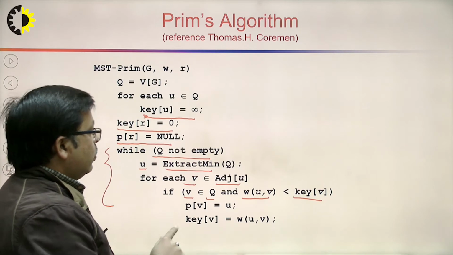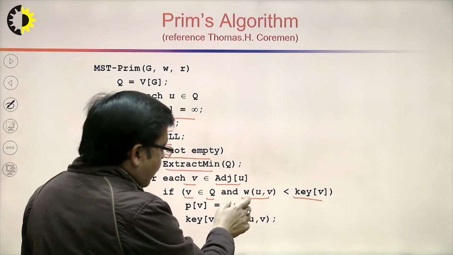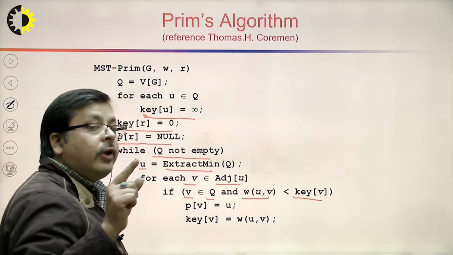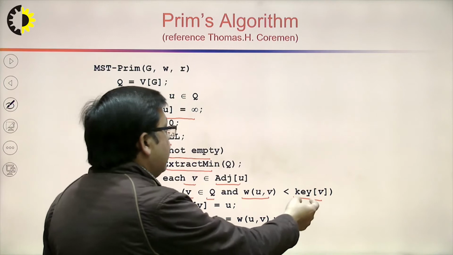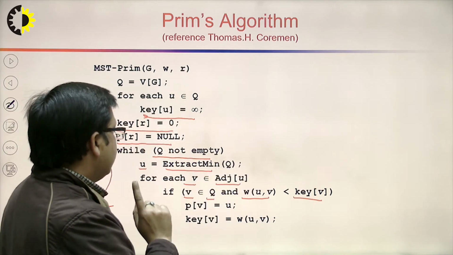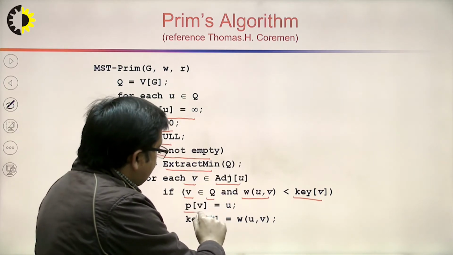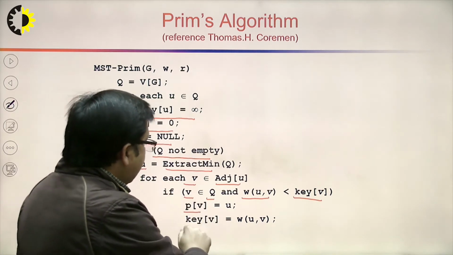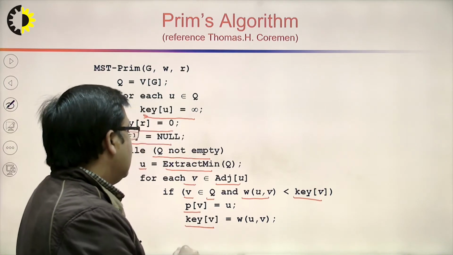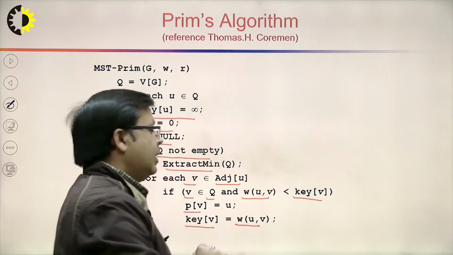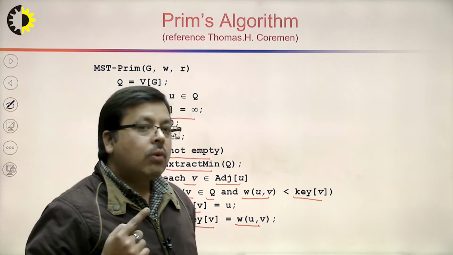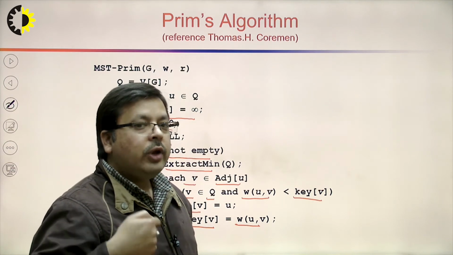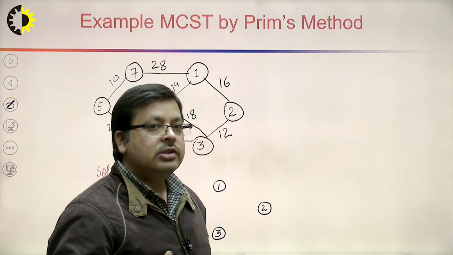Key v means the weight of u v, the adjacent edge weight. If it is less than the weight assigned to the adjacent vertex, then what will we do? We assign the parent of v to u, and the weight of v will be updated with the weight of the adjacent edge. So, this is the whole process. We continue selecting vertices and we continue to update adjacent edges' weights.